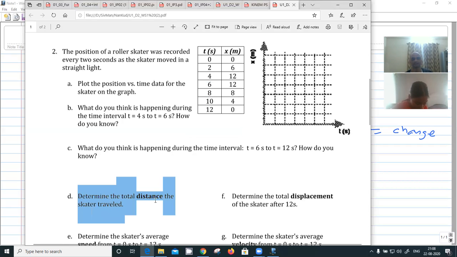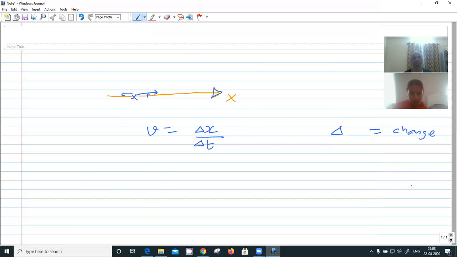So, total distance traveled. Total distance means the length of the path. In this problem, from 0 it's moving towards the right up to 12, and then it's coming back. So 24 meters. Yes, 24 meters is the path length.